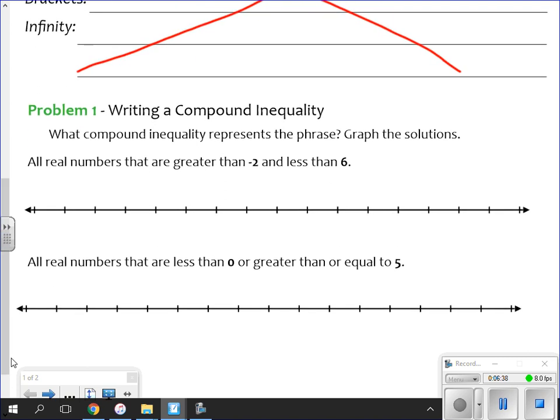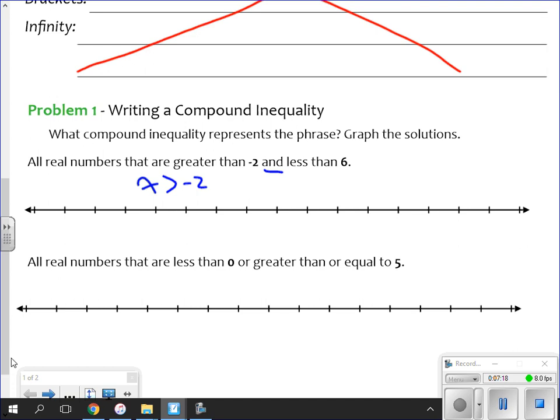Okay. Next two problems, writing a compound inequality. The first one: all real numbers that are greater than -2 and less than 6. This one I have an and situation. It tells me right here, and. So I have two inequalities I'm dealing with. The first inequality, all real numbers that are greater than -2: x is greater than -2.